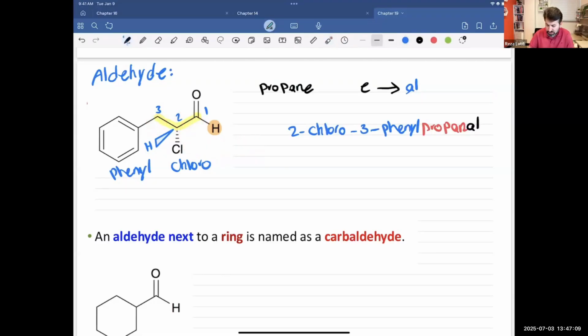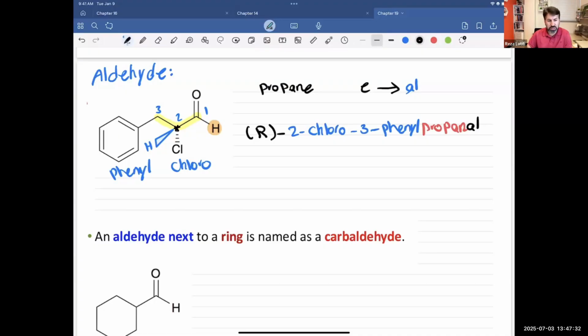And I have only one functional group, one chiral center. So I'm going to open parentheses and write R. There is no need to write any number in front of it because we have only one chiral center, the one that I put a star on. Okay, so it will be (R)-2-chloro-3-phenylpropanal.